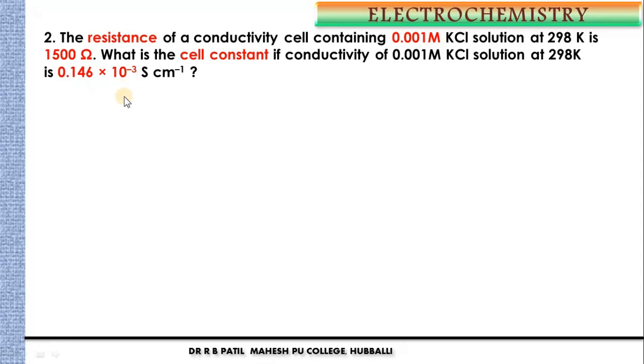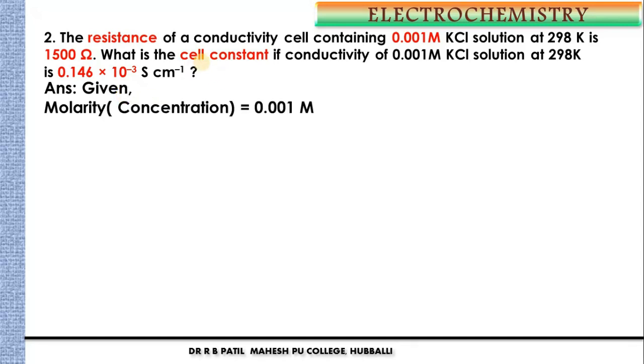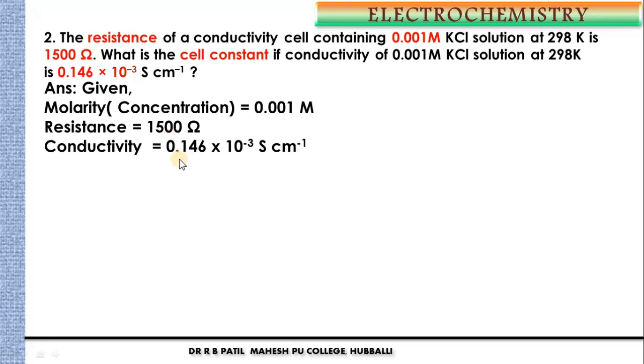Okay, now let us write down the values. They have given concentration, resistance, and conductivity. So given molarity, concentration, that is 0.001 molar, resistance 1500 ohm, and conductivity 0.146 into 10 to the power minus 3. So now they have given conductivity, and even resistance. Using that, let us calculate the cell constant.